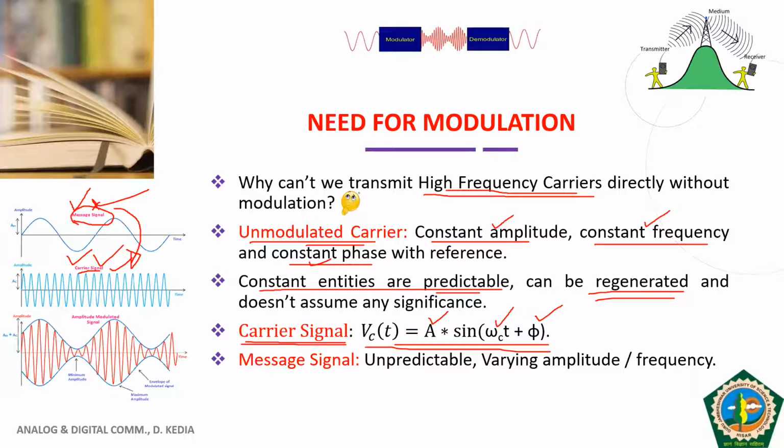You had unpredictability in this message. It means this information is very, very important for you. So information has significance only when it is unpredictable, and your message is unpredictable, not the carrier. So this is a very, very important point. And that's why we need information.